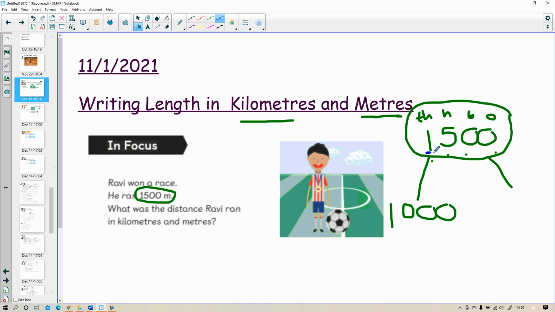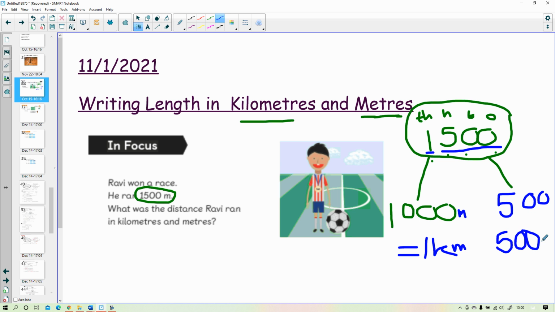What else is left in this number? If I've got my 1,000, that's right, 500. So I can partition my 500 over here. Now, this is the same number. I've just taken it apart, partitioned it into 1,000 and 500. But now I need to use what I learnt last week, because I already know 1,000 meters is equal to, you've got it, 1 kilometer. So I already know I've got 1 kilometer here. And my remainder, my leftover meters, I've got 500.